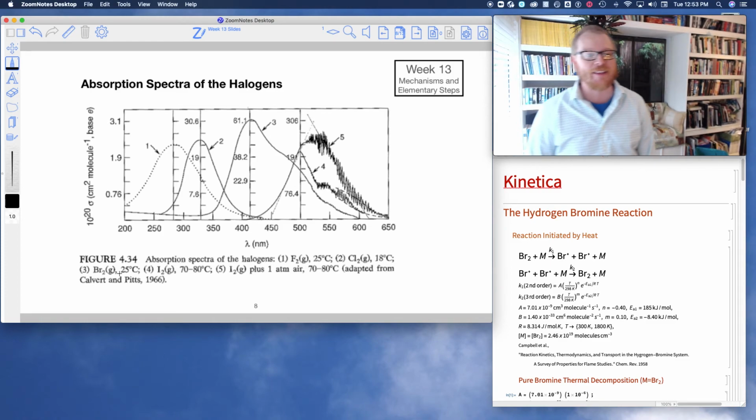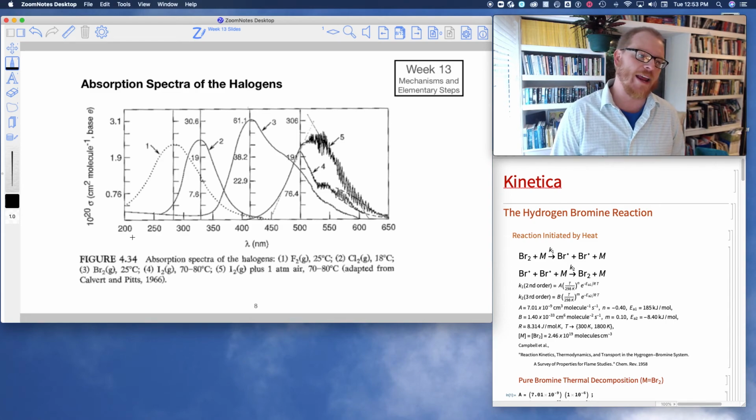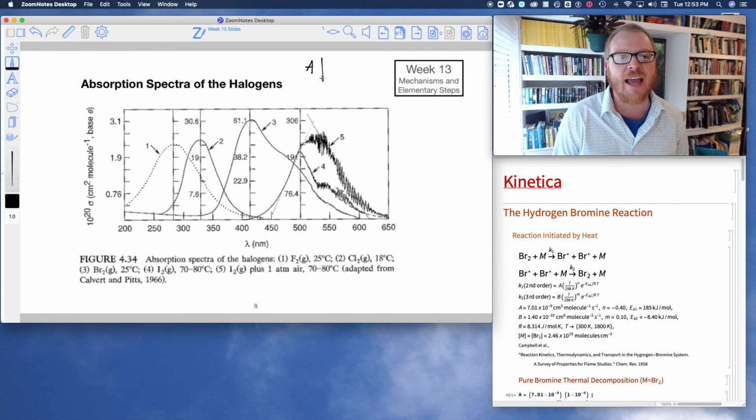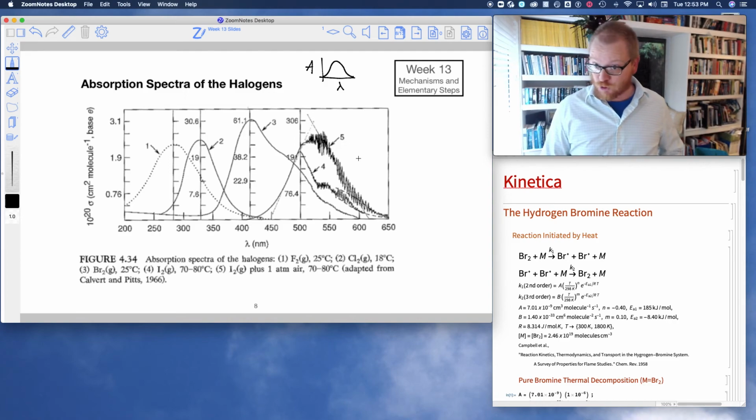Okay, moving forward. So here's some spectra of some various halogens. We've been talking a lot about the halogens, so I thought this was a pretty cool spectra to show you. The first thing I'll show you right away here is look at the Y scale. You're used to seeing an absorption spectrum as A versus lambda, absorbance, where you get some kind of peak owing to where the molecule absorbs that radiation.